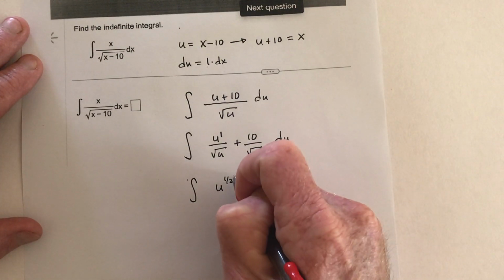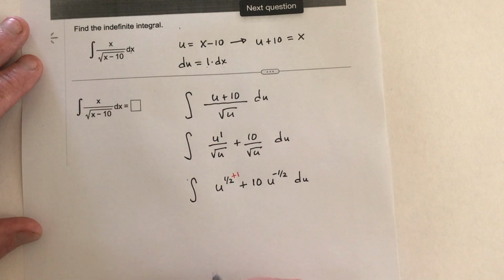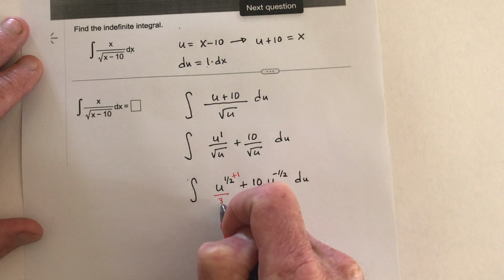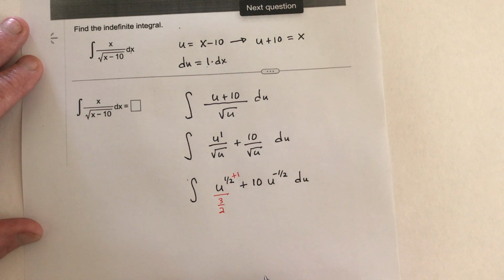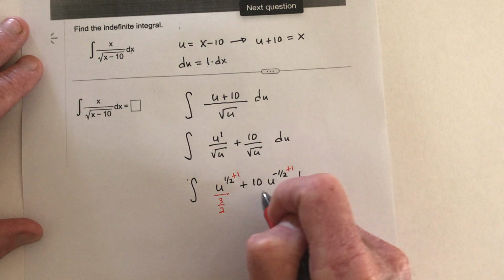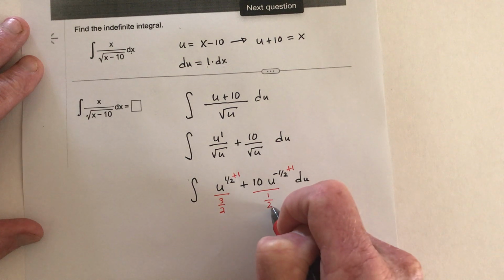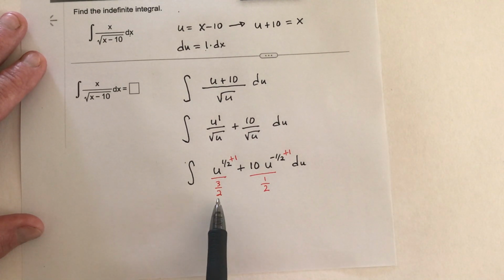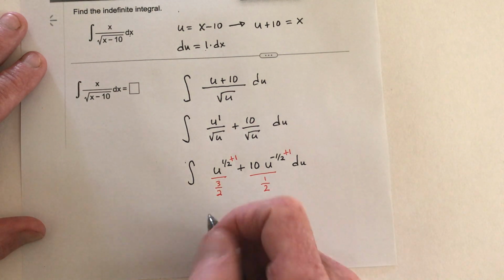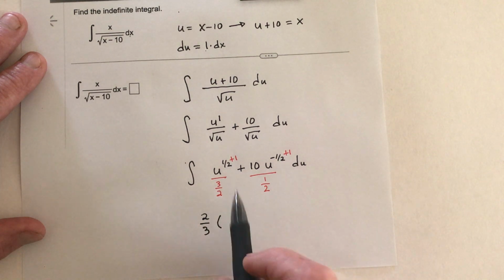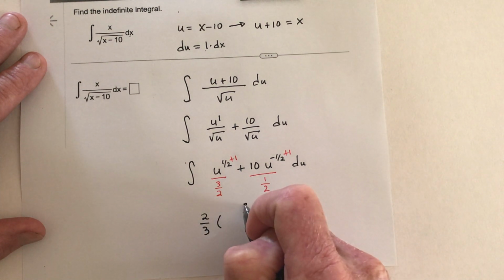And then it's time to add 1 to the exponent. This is 1/2 or 3/2, so divide by 3/2. Add 1 to this: 1 minus a half is a half, so divide by a half. And then we're almost done. So this needs to be inverted. It's going to become a 2/3. And then this becomes u to the 3/2.